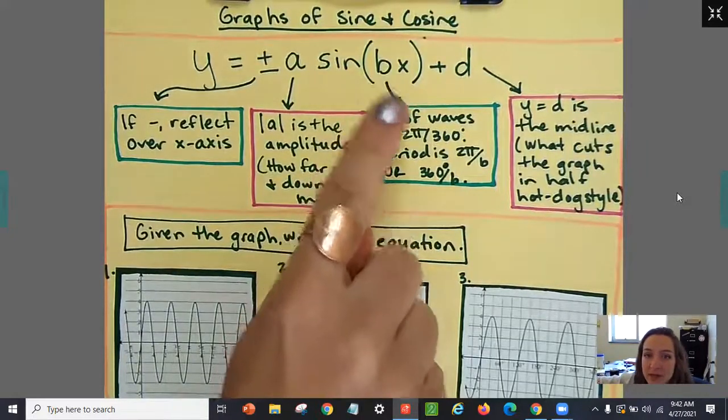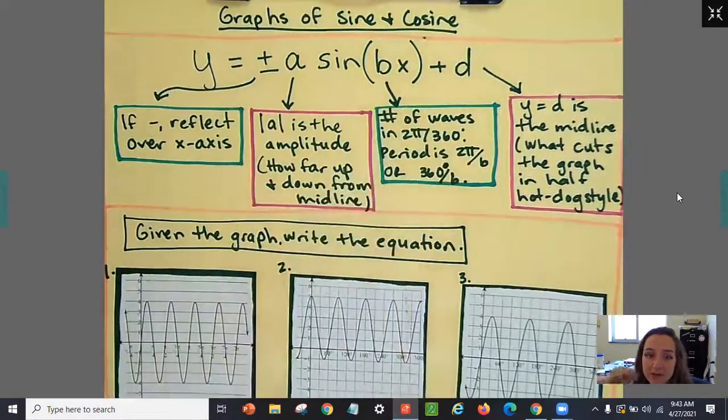And then b is the number of waves in 2 pi or 360, or you could look at it as the period, which is 2 pi over b, and that's how long it takes for one wave to be completed. And then the d on the end, y equals d, is the midline, and that's what cuts the graph in half, hot dog style, so long ways this way. We're not going to work with the c value, the phase shift, because it gets a little bit complex, so we're just going to focus on the amplitude, the period, and the midline for these examples.